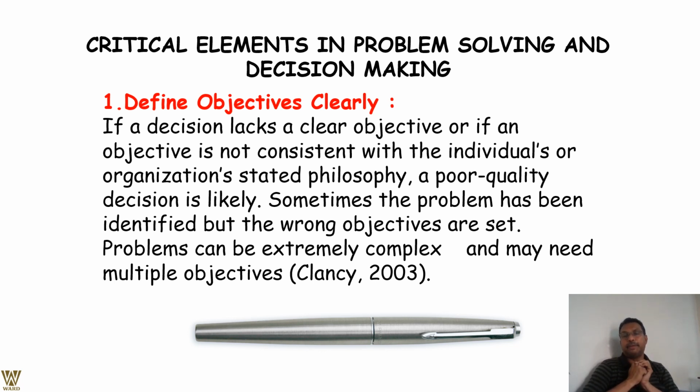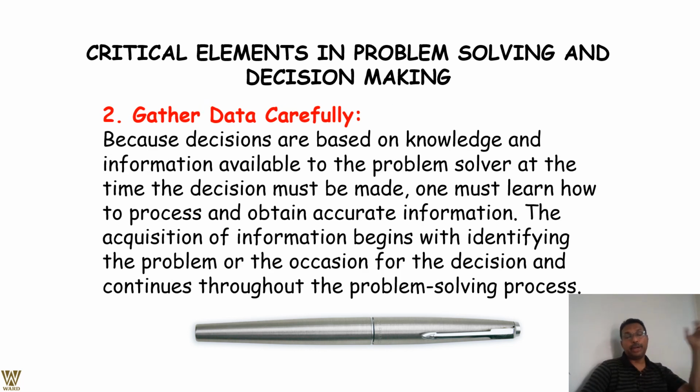If a decision lacks a clear objective, or if an objective is not consistent with the individual's or organization's stated philosophy, a poor-quality decision is most likely to happen. Sometimes the problem has been identified, but the wrong objectives are set. Problems can be complex. Problems need many objectives, as stated by Clancy, approximately twenty years back, in 2003.